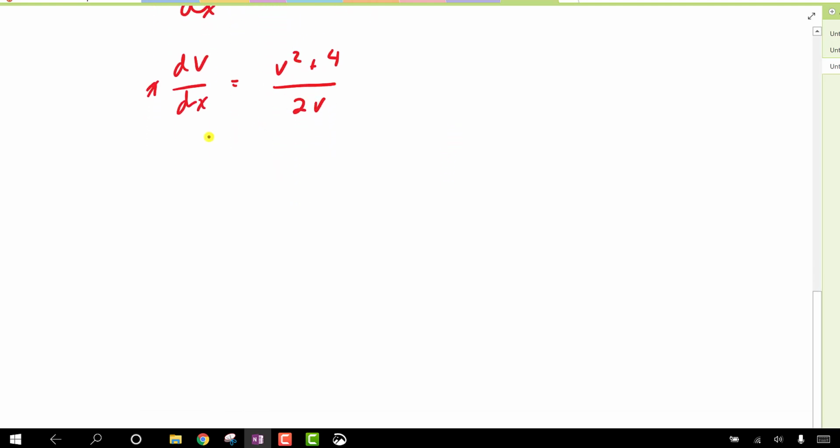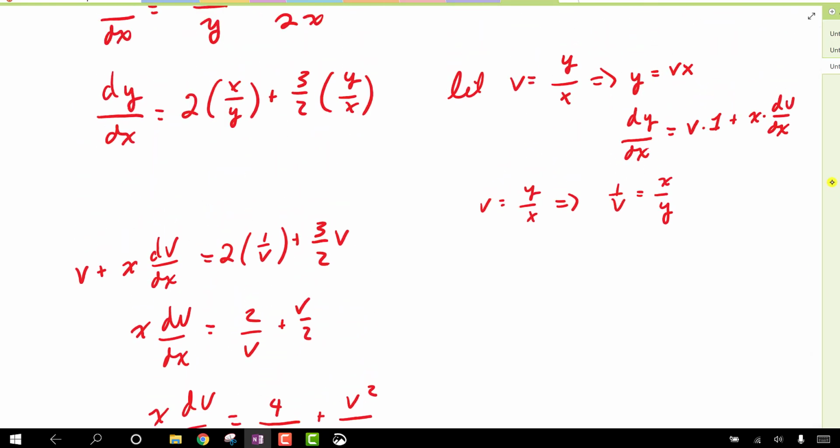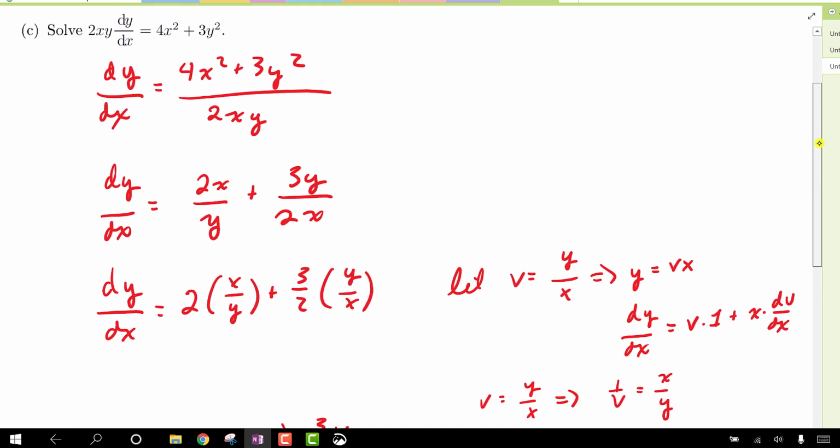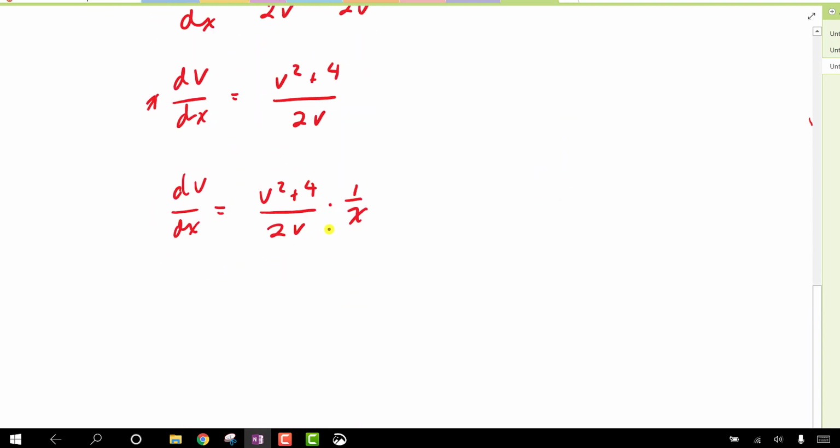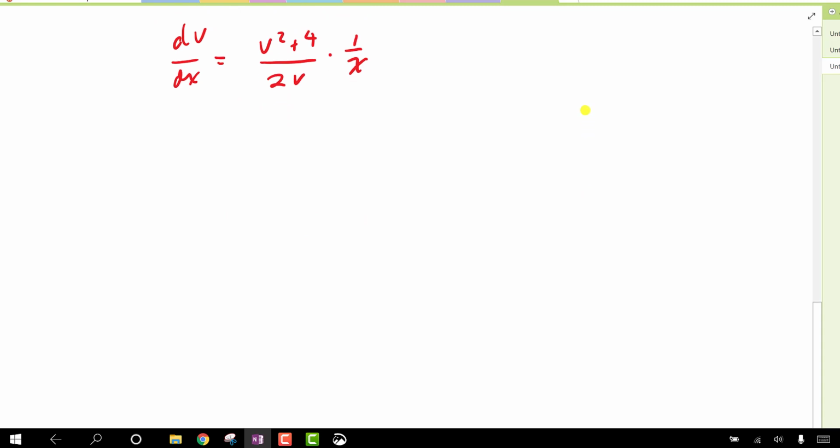Now we can divide this x over, so this gives us dv/dx is equal to (v² + 4) over 2v times 1 over x. Now it should be clear that we've achieved our goal through the substitution. When we let v equal y over x, we take this very nonlinear first order ODE, which wasn't separable either, and now it is written in separable form. So we can separate the variables, giving us 2v over (v² + 4) dv is equal to 1 over x dx.